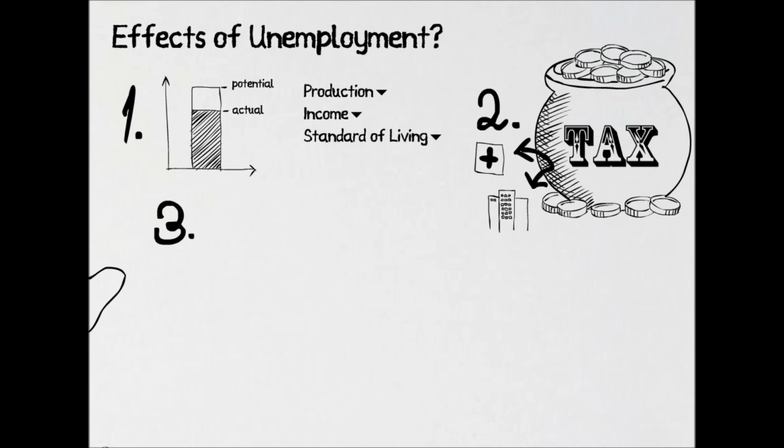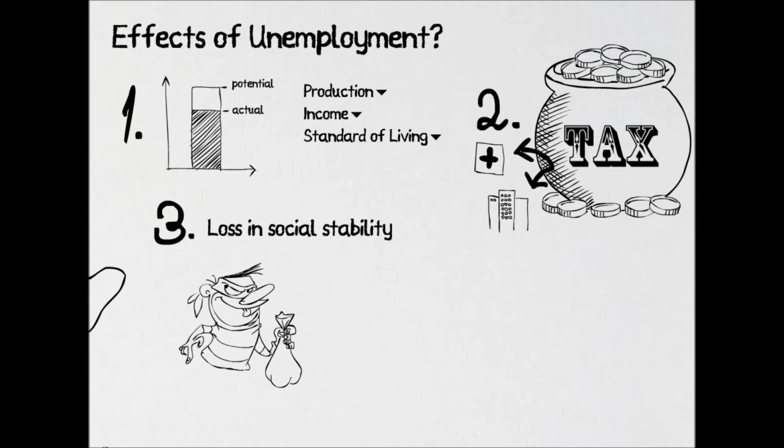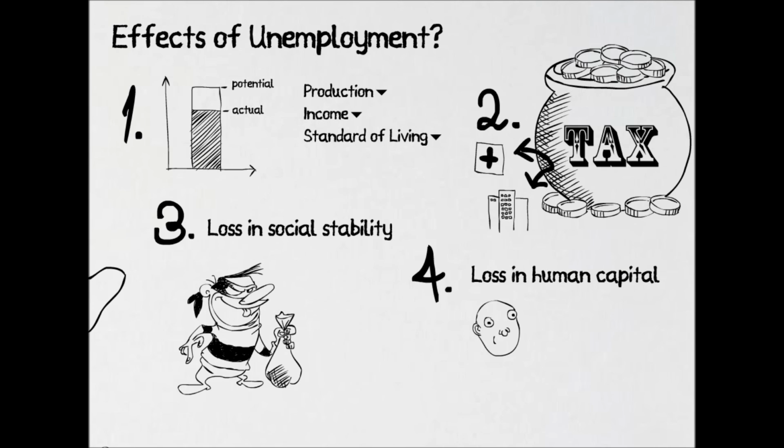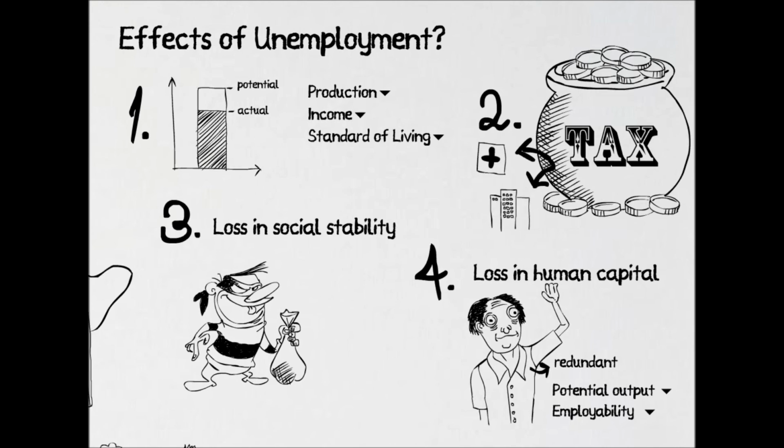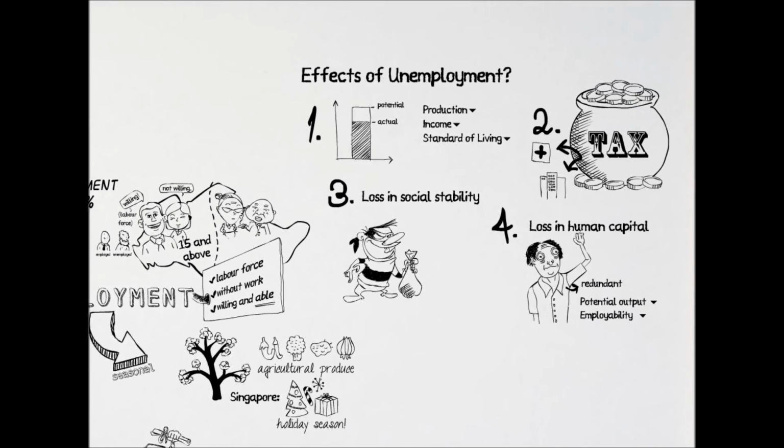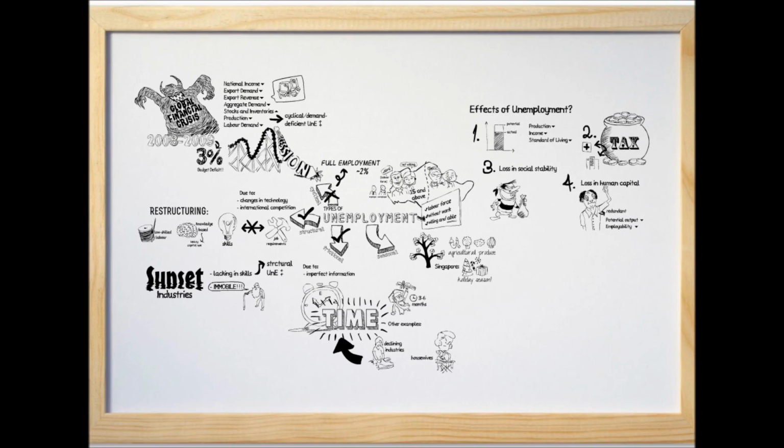Thirdly, studies show that there will be a loss in social stability as more people turn to crimes, alcoholism, and vandalism. Lastly, there will be a loss in human capital. The longer a person stays unemployed, the greater the possibility of him losing touch with the skills and knowledge required, thus rendering him redundant in a fast-changing world. This will lower the economy's potential output and over time reduce the person's employability. Therefore, achieving full employment is one of the key macroeconomic goals of the government.